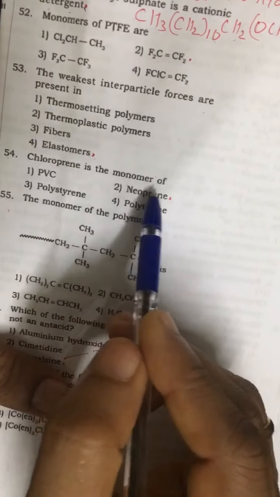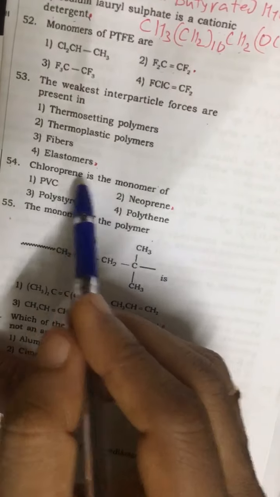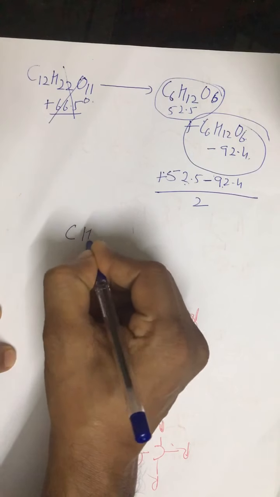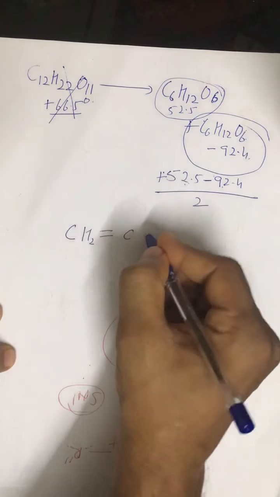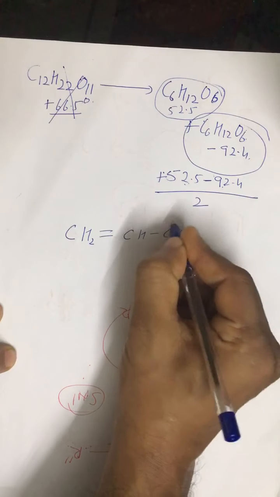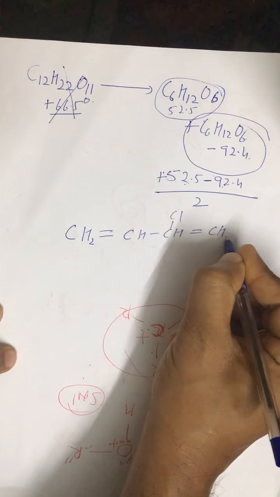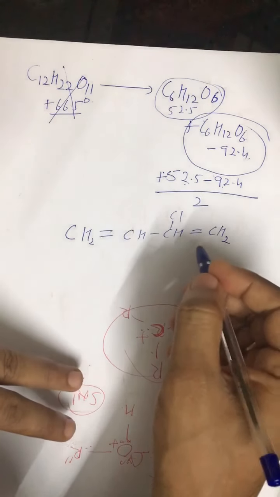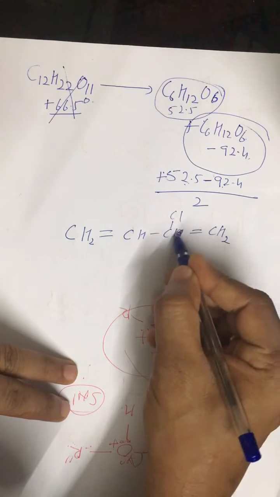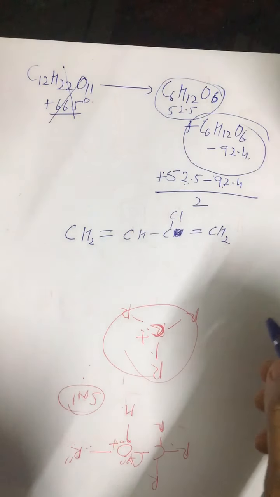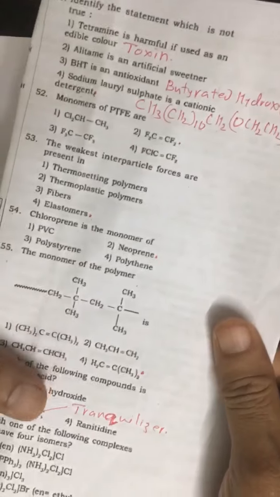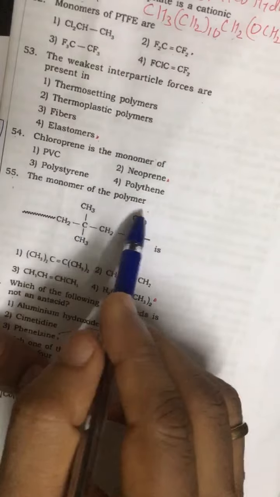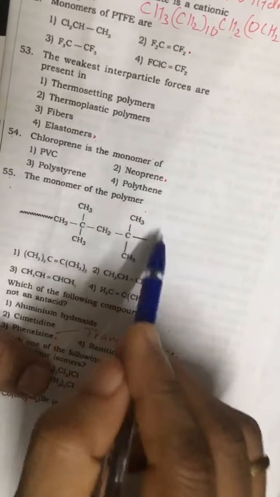54. Chloroprene is a monomer of neoprene. Chloroprene is CH2, CHCl and CH2. Alright, this is chloroprene. So chloroprene on polymerization produces neoprene, that is synthetic rubber. Okay. Question number 55. The monomer of this polymer.